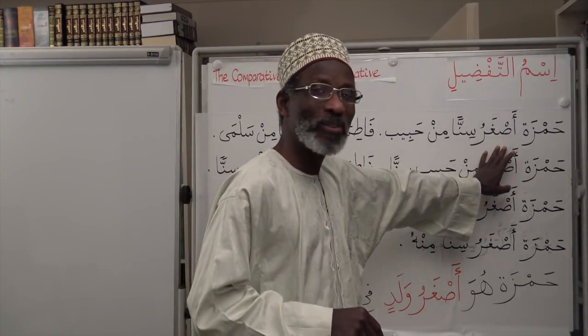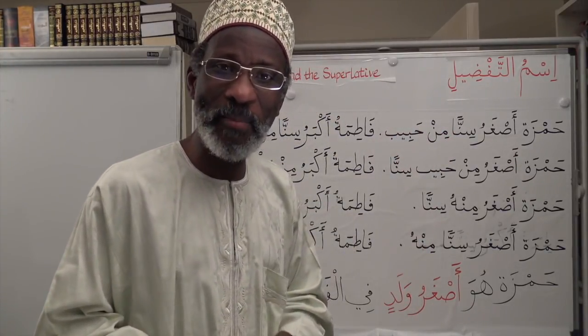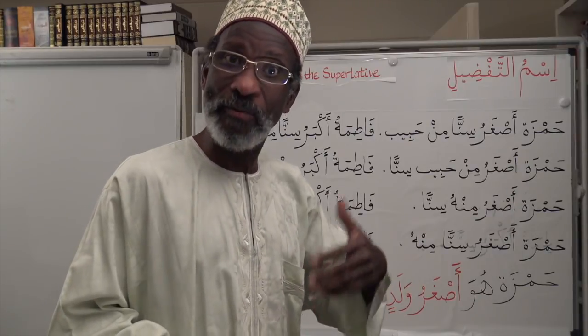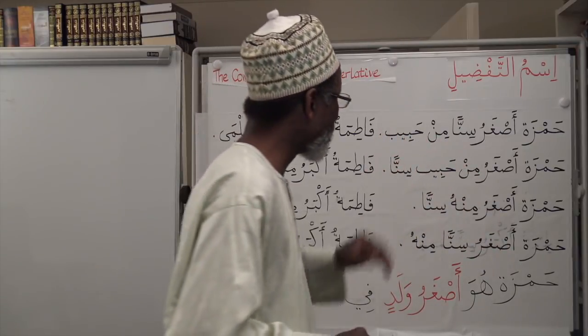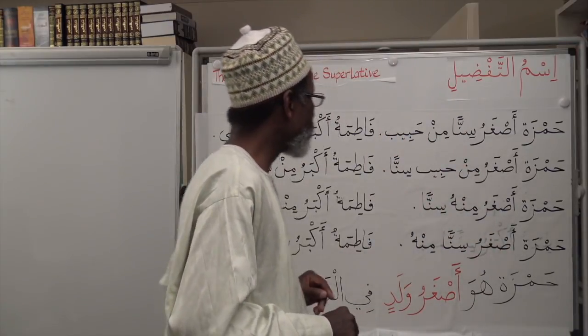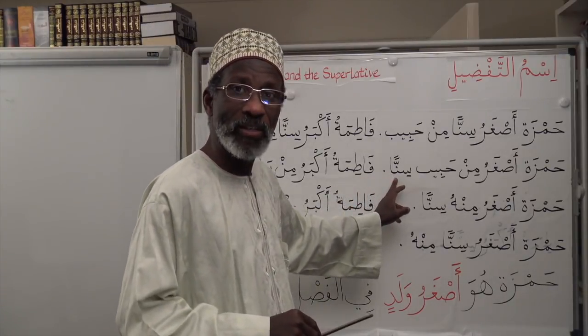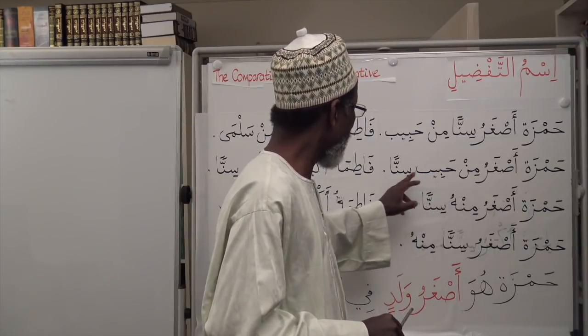So Hamza asgharu sinnan min Habib. Hamza is younger, that means in terms of age, smaller in terms of age than Habib. You will see the sinnan, you can also put it at the end. For instance, here, you can say Hamza asgharu min Habib sinnan.